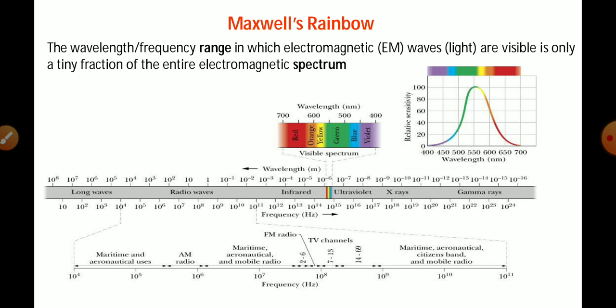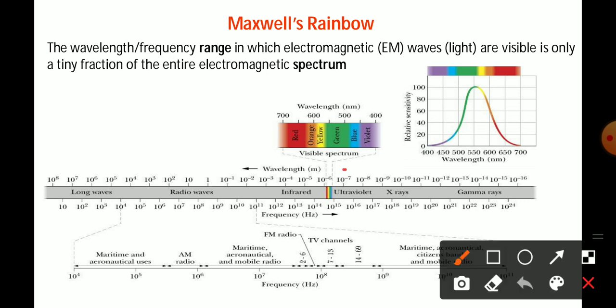The wavelength and the frequency range in which the electromagnetic (EM) wave may be light is visible is only a teeny fraction of the entire electromagnetic spectrum. That means in this entire section, only a teeny portion is used for our visible light.